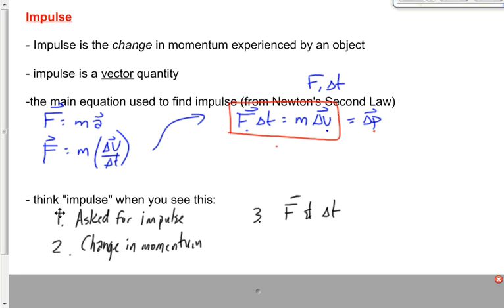A 1,500 kilogram car is traveling down the road at 100 kilometers per hour. It comes to a crashing stop in a time of 0.25 seconds. What's the force of impact on the car? I didn't mention the word momentum. I didn't mention the word impulse, but I did mention force and I did mention time. That's an impulse problem. That's the hardest one to recognize because we're looking for those words, momentum and impulse, but we don't see them. But we do see two other words, force and time. We see those, think impulse. Okay.